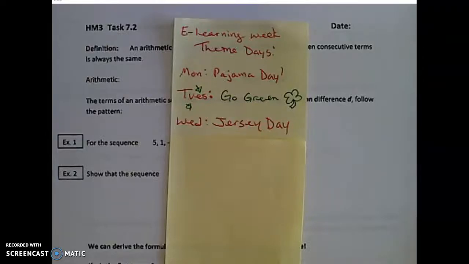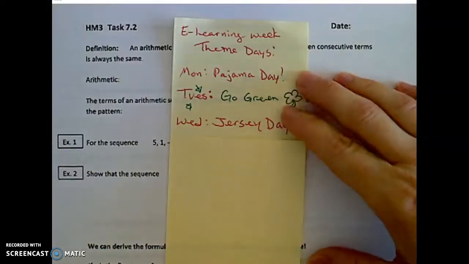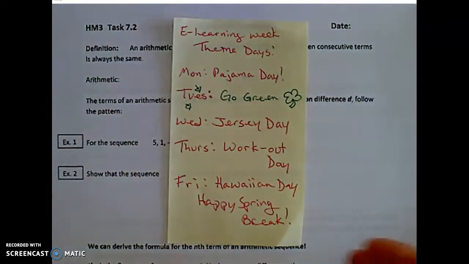Today is Wednesday, March 18th. It is Jersey Day. You might not be able to watch a sport today. You might have to play a sport today. Celebrate with us. Tomorrow's workout day, Friday, Hawaiian day.